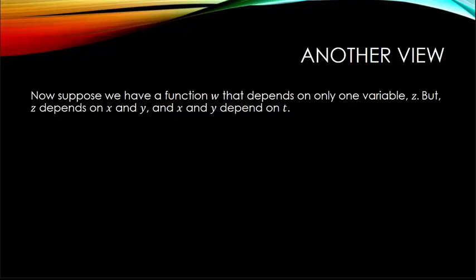So I'm going to set it up so that w has a single arrow pointing from w to z. From z, I know that z depends on x and y, so I have two arrows from z, one pointing to x, one pointing to y.